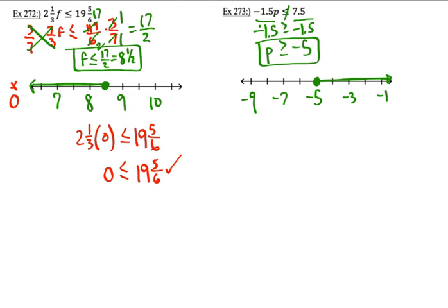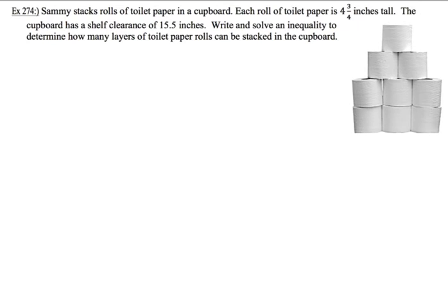I like the number 0. It's a great number. So let's try 0. Negative 1.5 times 0, less than or equal to 7.5. And this is going to be 0 less than 7.5, which is true. That checks out just fine.